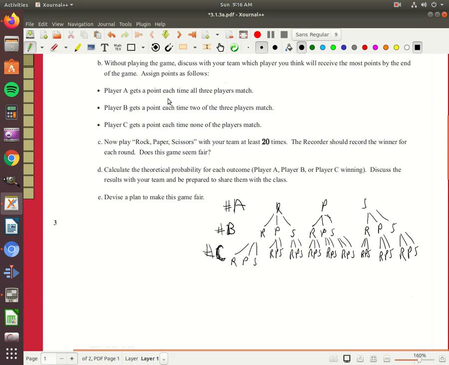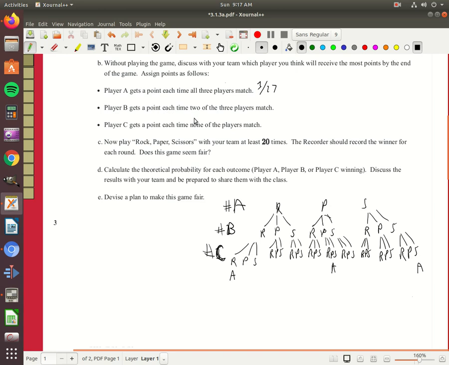So let's figure out who gets points. So A gets a point if all three match. So if they all throw rock, player A matches. If they all throw paper, player A wins. If they all throw scissor, player A wins. Player A only is going to win 3 out of 27 times, right? There's 3, 6, 9, 12, 15, 18, 21, 24, 27 ways. So player A isn't going to win very often.